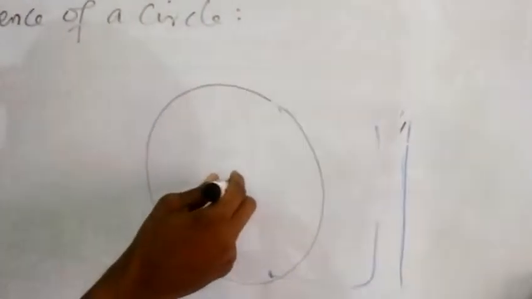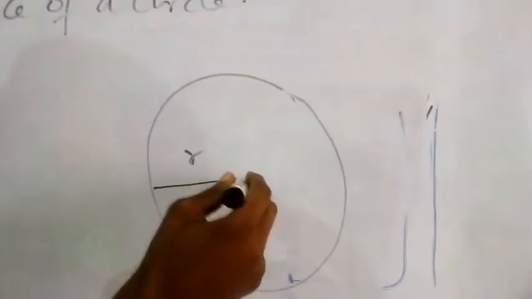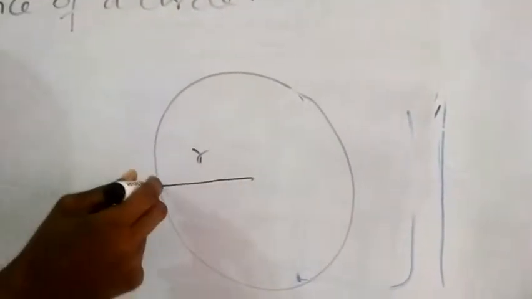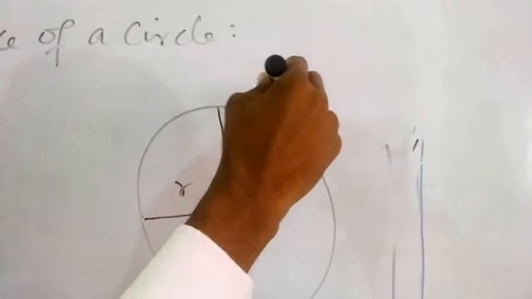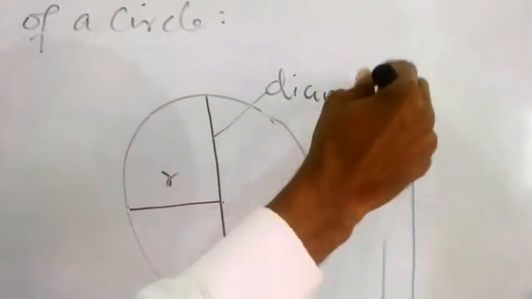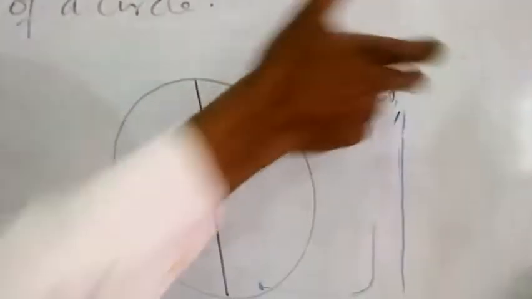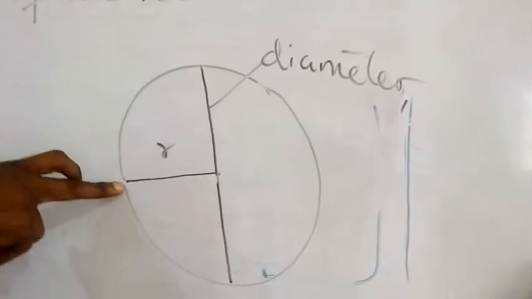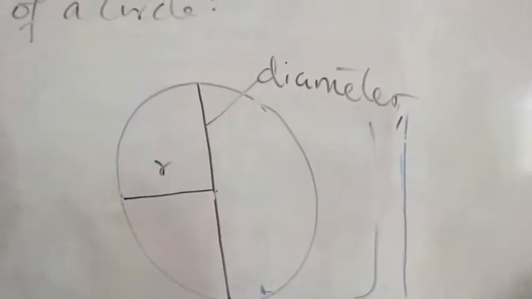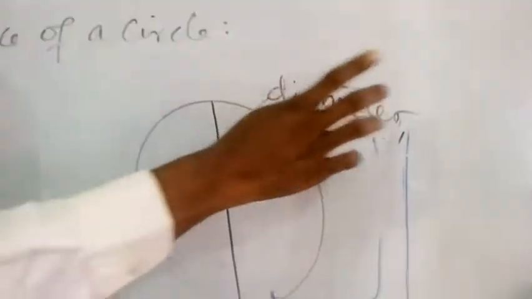From the center of the circle to any part of the circumference gives us the radius. And the straight line dividing the circle into two equal parts is called the diameter. The straight line that moves from the center of the circle to any part of the circumference of that circle is called the radius. In other words, 2 radii will give us 1 diameter.